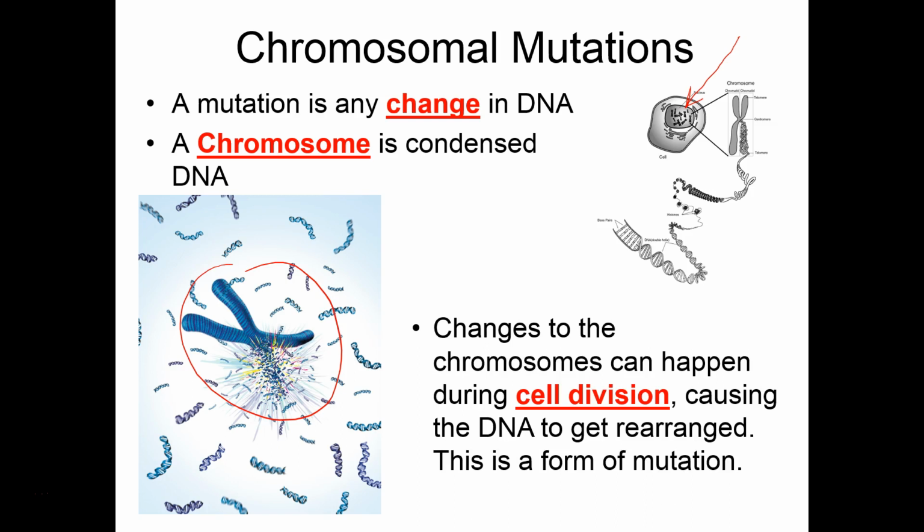Changes to the chromosome can happen during cell division, causing the DNA to get rearranged, and this is a form of mutation. So if you take a piece off, that's a certain type of mutation. If you insert a piece and shift everything down, that's a kind of mutation. If you flip-flop a piece around, like take it off and turn it and stick it back on, that's a type of mutation also. And all of those have effects on the traits of an organism.